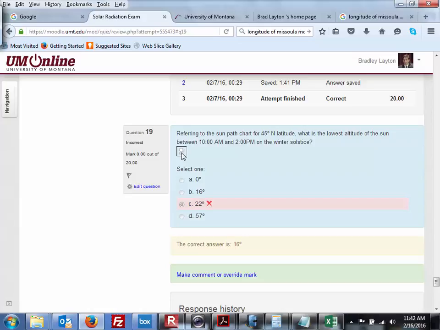Well, I'm looking at the book, page 226, right? And that is the sun path chart. What is the lowest altitude of the sun between 10 a.m. and 2 p.m. on the winter solstice? So the winter solstice is the blue line. What was that page again? I'm looking on page, yeah, we're looking on page 48. 48. Yeah, let's look on page 40. I think I can see that one now.